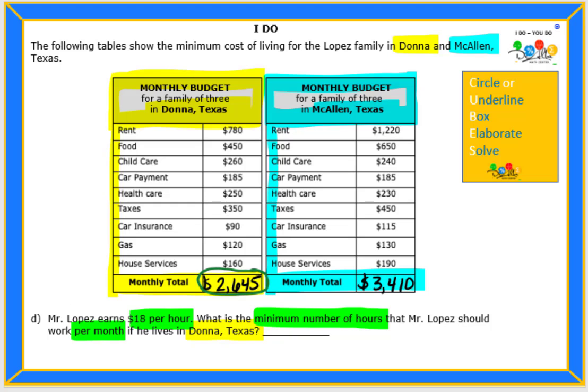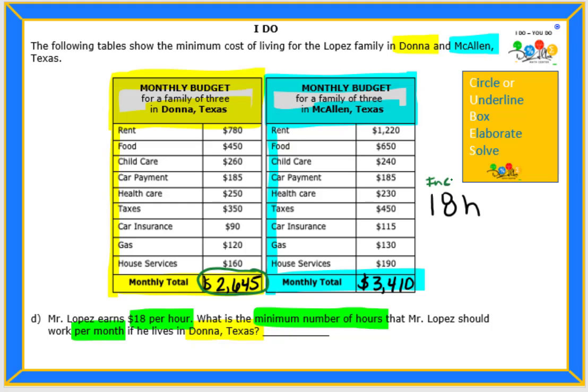Okay, so now let's try to think of an inequality or an equation that would help us figure out how many hours he would have to work. So we know he earns $18 per hour. So $18 times the number of hours that he works. This is his income, 18 per hour. However many hours he works, we will plug that in for the H, and that will be his income. We need that amount.